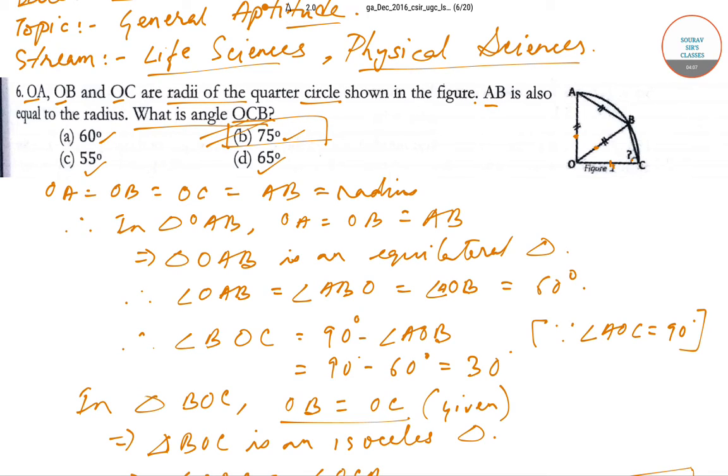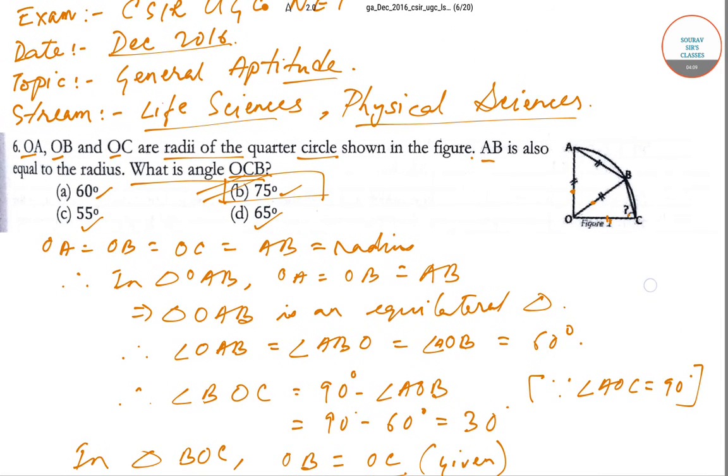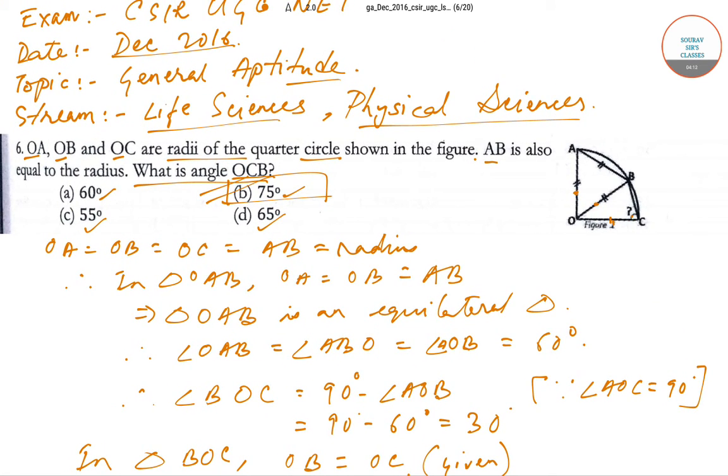So today we have solved question number 6 from the general aptitude question paper of December 2016 CSIR UGC NET. We will be solving the next questions in the subsequent videos.